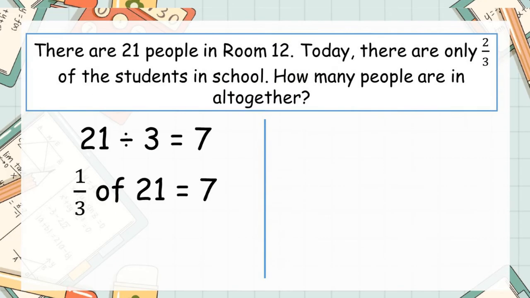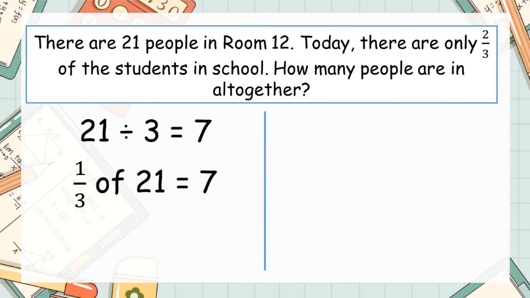So, there's 2 ways of doing this again. The easiest way is to use division. Remember, when we want to find a fraction of a set, we divide the total number by the denominator in the fraction. That's the bottom number. So 21 divided by 3 is equal to 7. That means that 1/3 of 21 is 7.